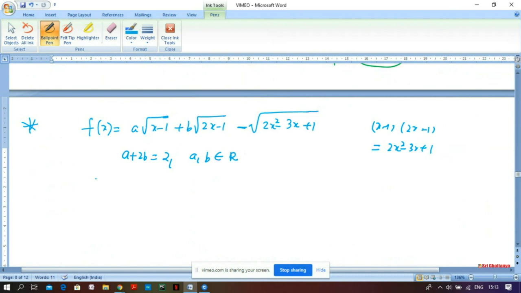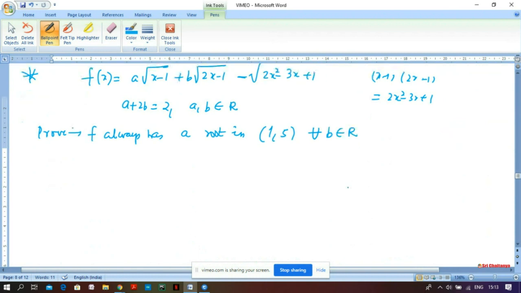Now you have to prove that f always has a root in the open interval (1, 5), for each b belonging to R. It means that if f is defined like this, you are proving that f always has a root in (1, 5) for all b element of R. Now some words about it. We are going for the solution now.